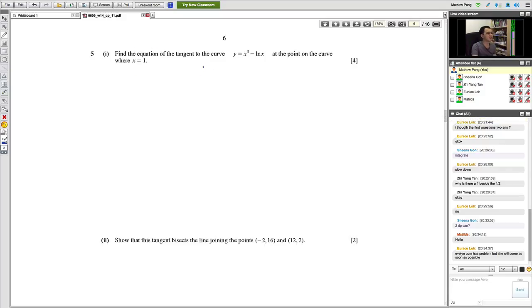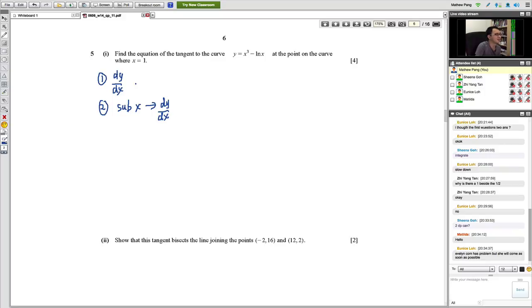Okay, number 5. Find the equation of the tangent to the curve at the point on the curve where x equals 1. So you want to find the equation of the tangent. There are only a few steps. First step, you will find dy/dx, and then second step, you will substitute the x value into dy/dx.